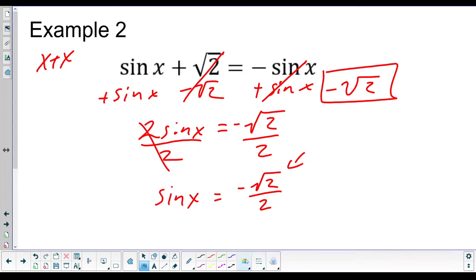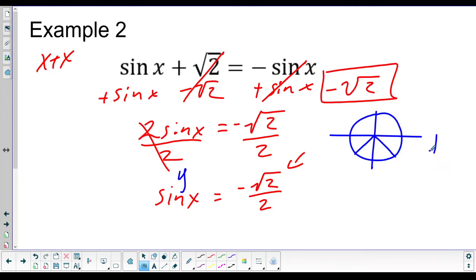So let's remember that sine is the y value of your unit circle. So we want the y's to be negative radical 2 over 2. And radical 2 over 2 happens at the 45 degrees ones. So it'll be right there and right there because they need to be negative. So they need to be on the negative side of the y-axis.